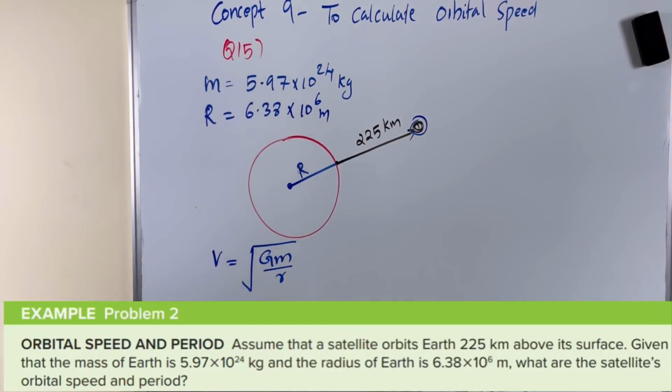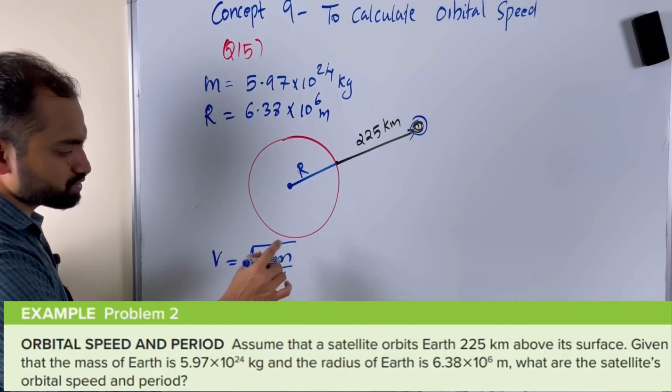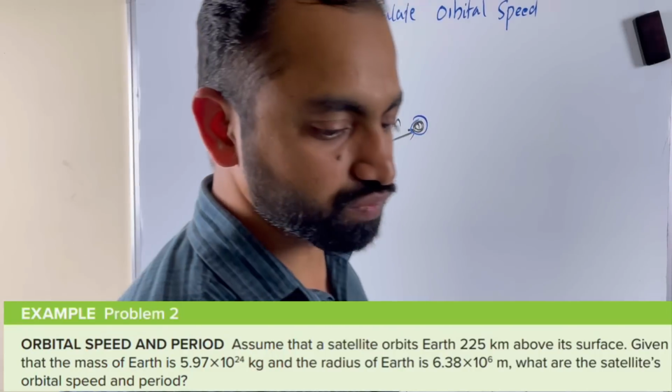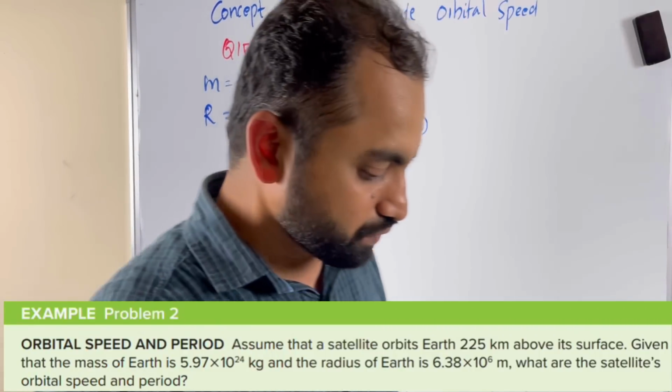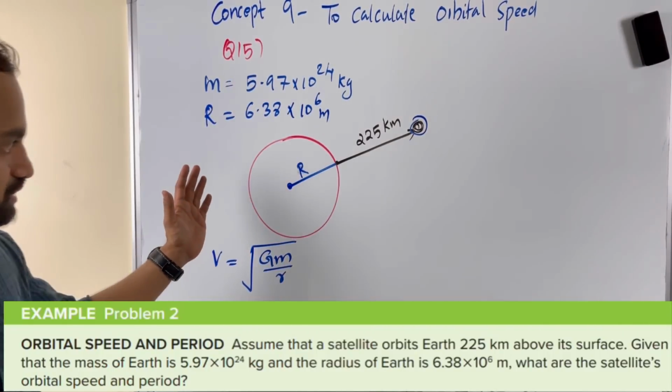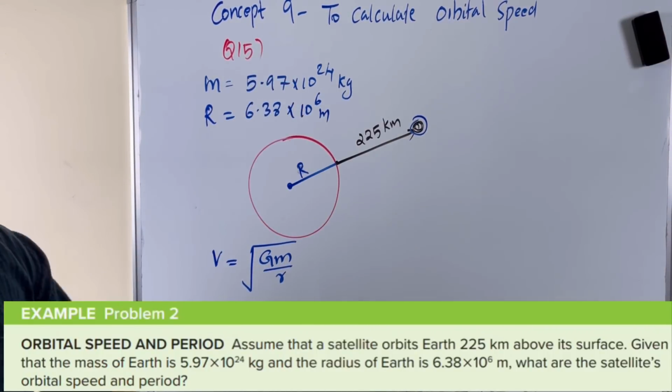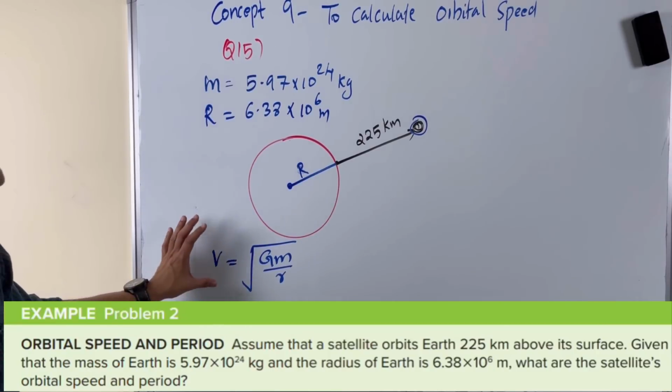From this equation you can see that the speed is inversely proportional to the square root of the distance, which means the speed will decrease when distance increases, right? When the distance of the satellite from the Earth's surface increases, the speed decreases.